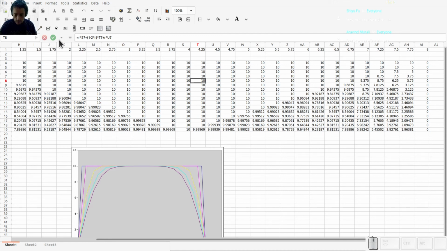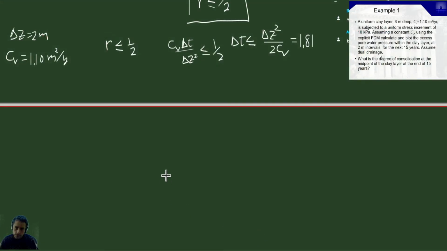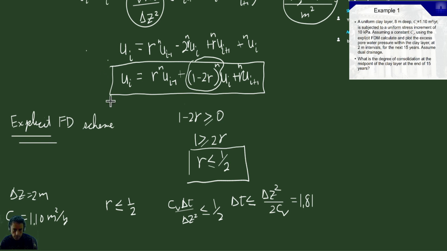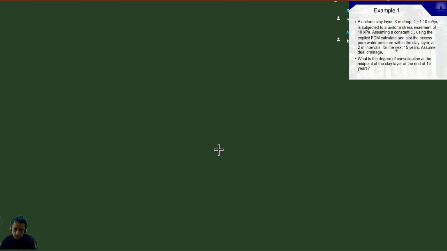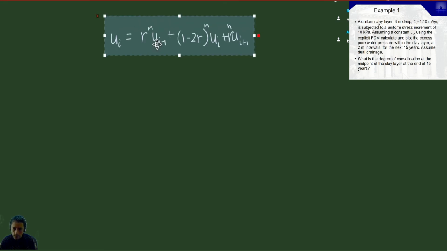So let's have a quick look at what it would look like if we were trying to solve things in matrix form. So if we're in matrix form, we have our formula, which was basically given by this.